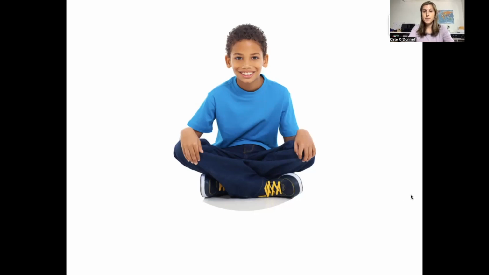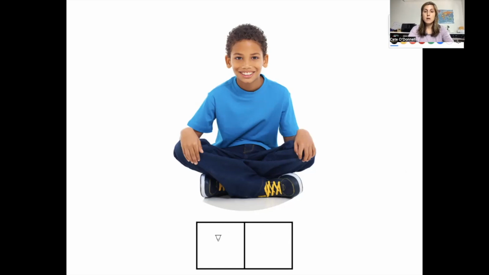Let's get started. This is a boy. Boy. How many sounds do you hear in the word boy? There are 3 sounds in the word boy. What's the first sound you hear? B, b. What letter makes the B sound? The letter B. What's the next sound you hear? Oy. I told you we are spelling the oy sound, O-Y. This is how you spell boy.